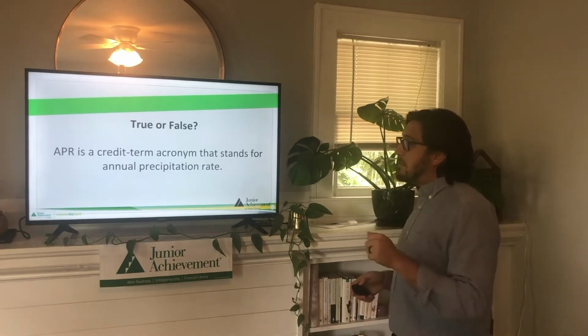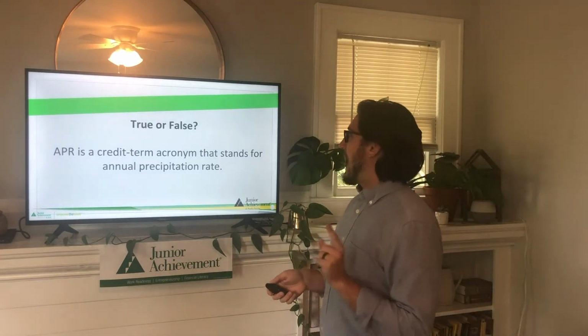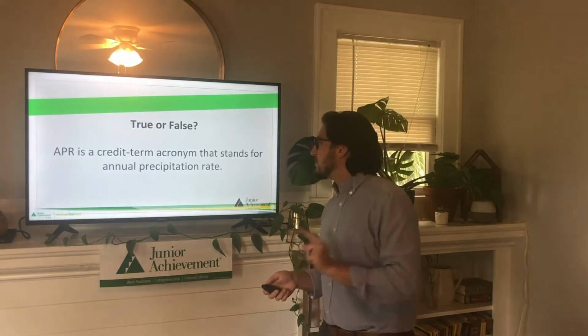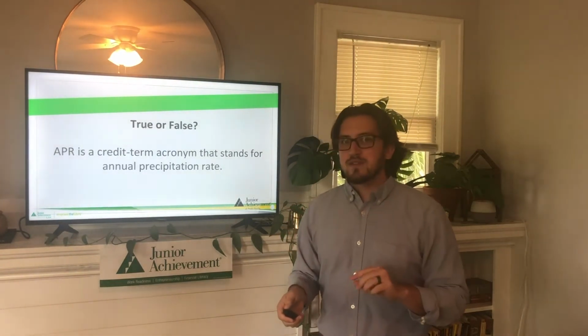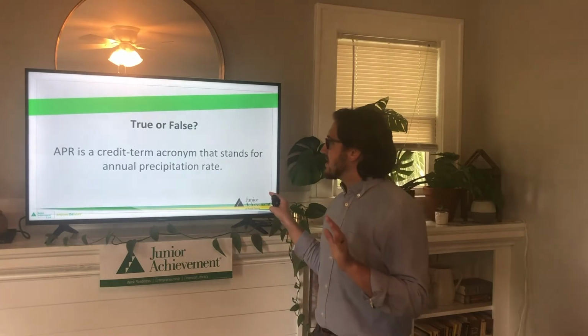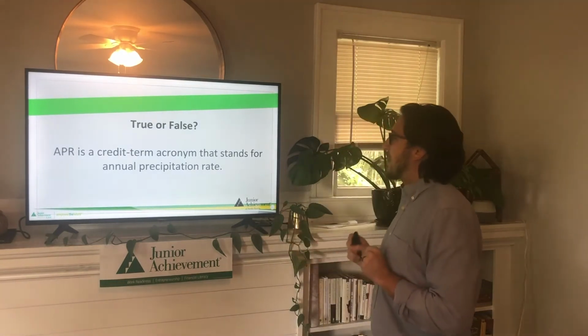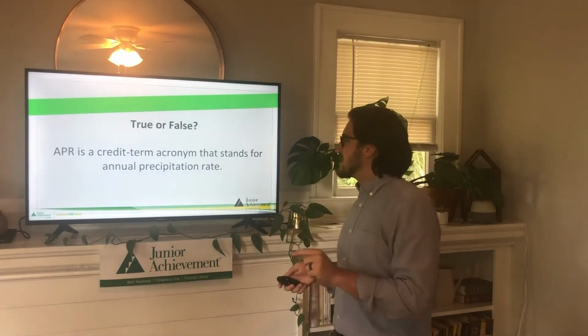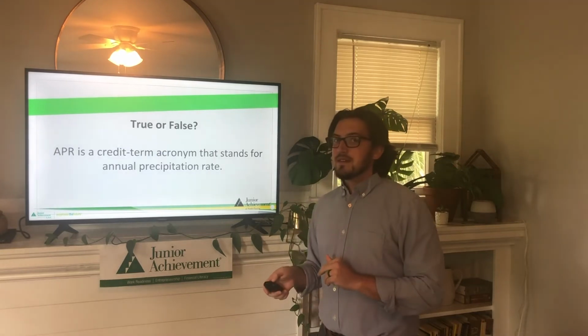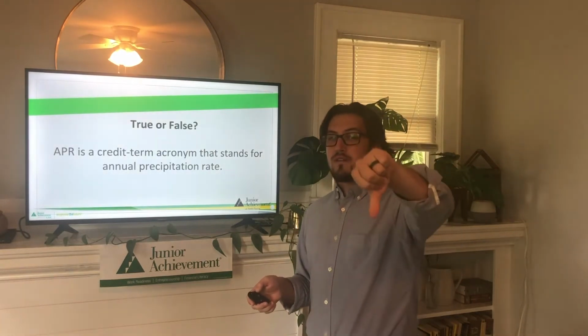Next statement is APR is a credit term acronym that stands for annual precipitation rate. Interesting, a lot of big words here. APR is a credit term acronym that stands for annual precipitation rate. True or false?